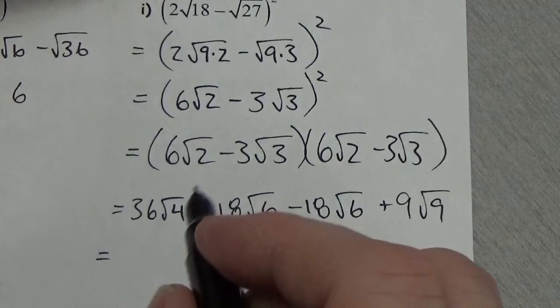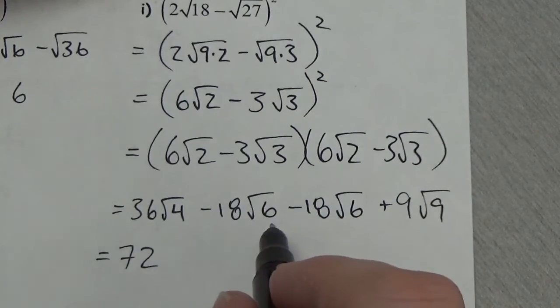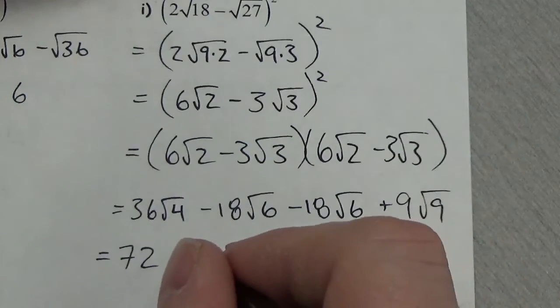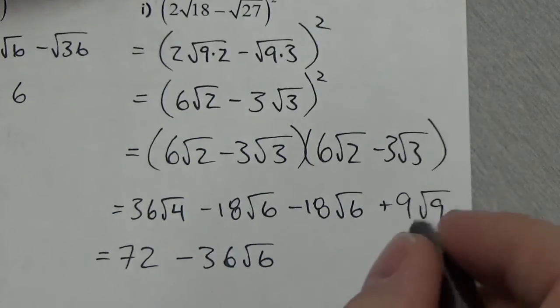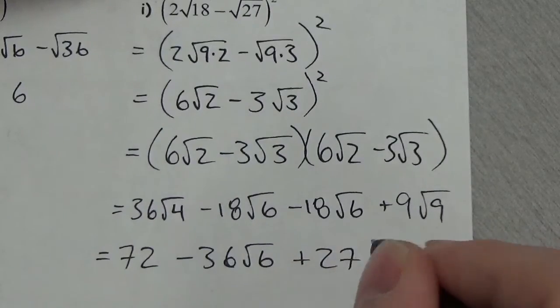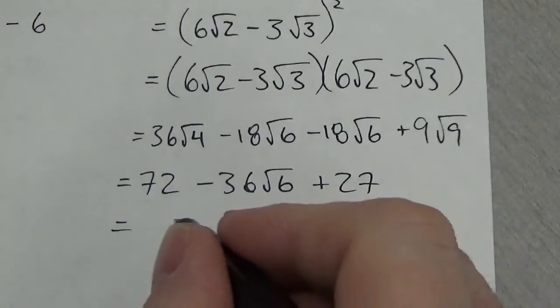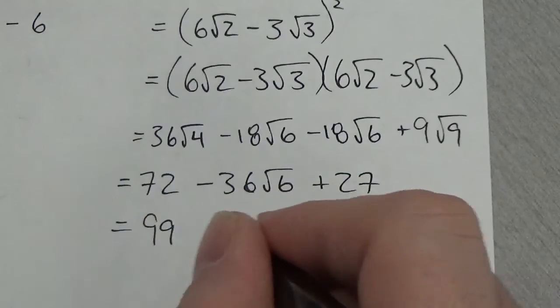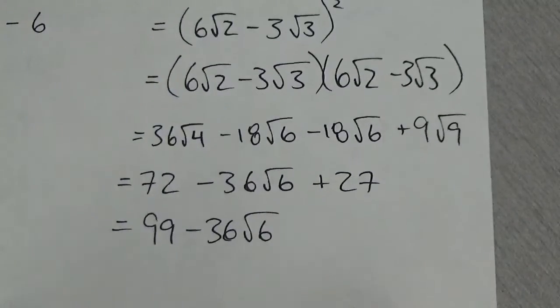Well, the square root of 4 is 2, and 2 times 36 is 72. I've got minus 18 root 6, minus 18 root 6, well, that's negative 36 root 6. And 9 root 9, well, square root of 9 is 3, so it's going to be 27. And so finally, just putting those two constants together, 72 and 27 is 99, minus 36 root 6. And that's your final answer.